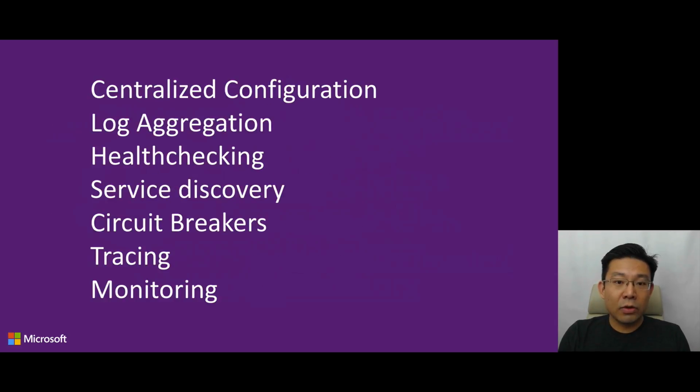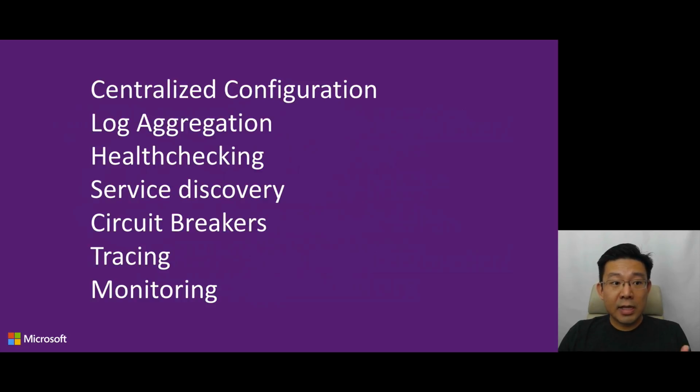In this slide, I want to show you just some, because we have many more, but I chose just 7 because I believe that if you're starting to think about microservices, these should be your primary starting points for thinking about a microservice architecture. So usually when we're talking about distributed systems in general, and of course microservices in particular, we need to deal with centralized configuration, log aggregation, health checking, service discovery, circuit breakers, tracing, and monitoring.